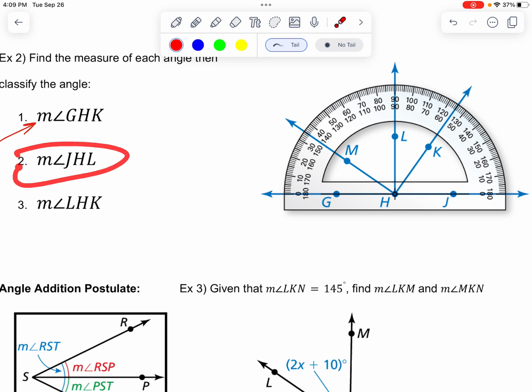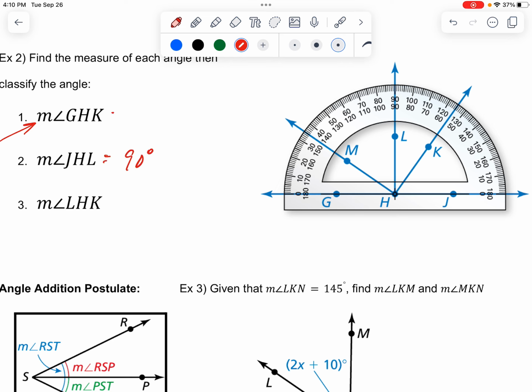Next, we've got the measure of angle JHL. So J to H to L, that's straight up 90 degrees. So I guess I could be writing here, this is 90 degrees, this was 125. And then LHK, this is the one that gets a little bit interesting. So here to here.